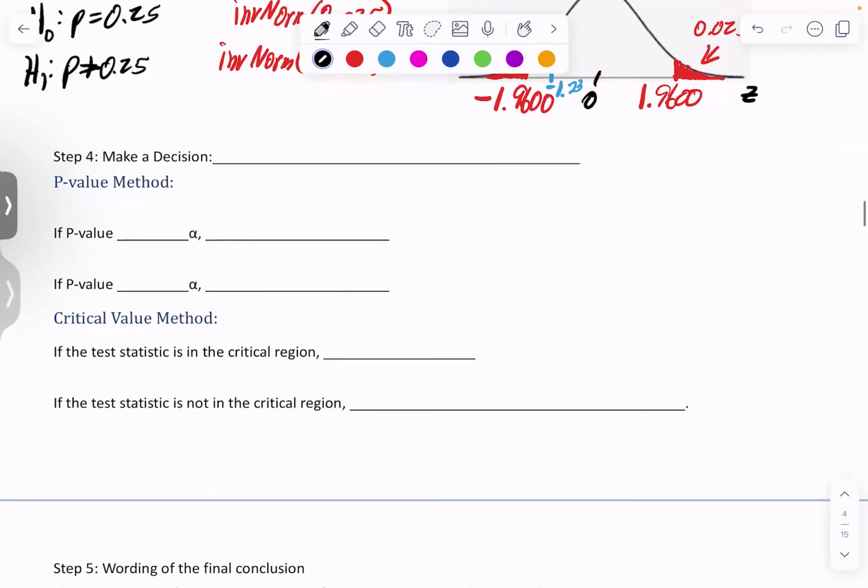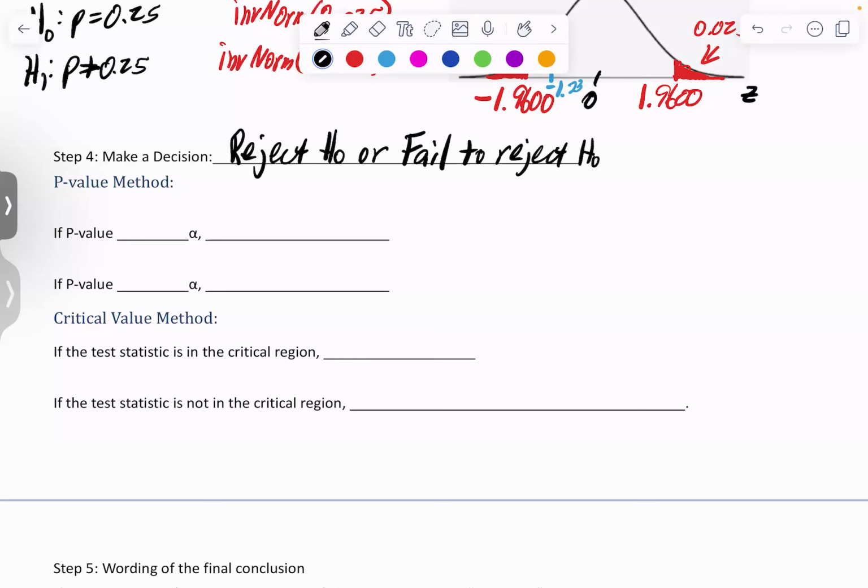Step 4, we're going to make a decision. We are either going to reject the null hypothesis, or we're going to fail to reject the null hypothesis. Those are our two conclusions that we're going to come to. If we reject the null hypothesis, then we're getting rid of the null hypothesis and we're going with the alternative hypothesis. If we fail to reject the null hypothesis, then we're sticking with the null hypothesis, whatever it was.